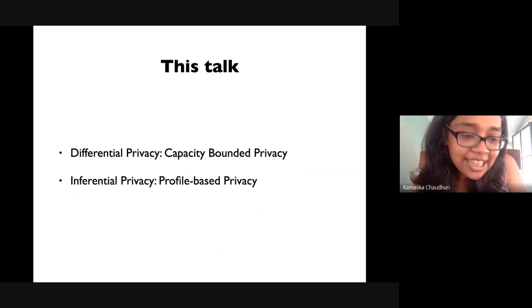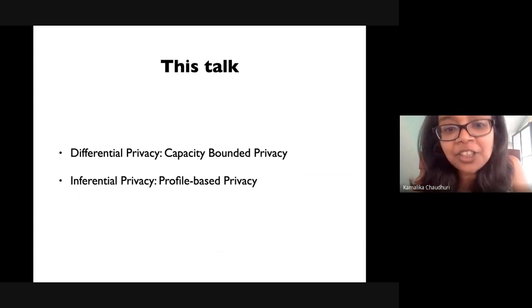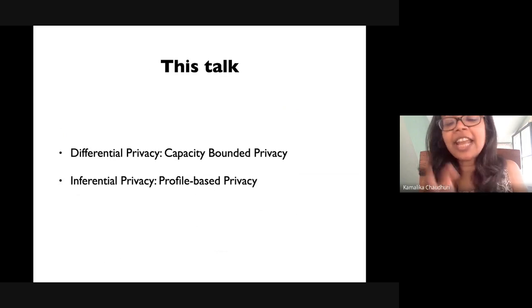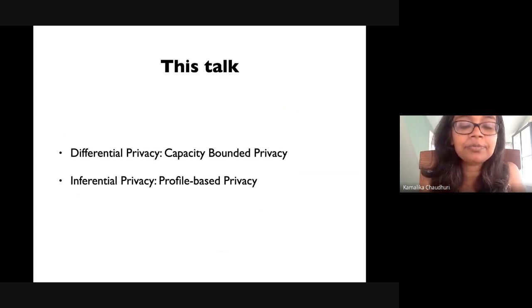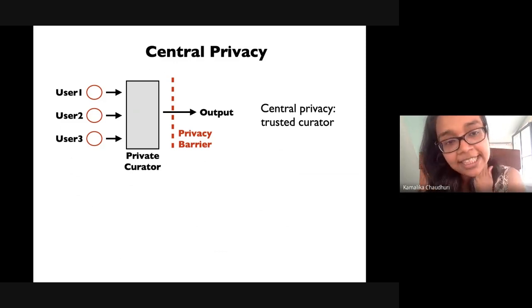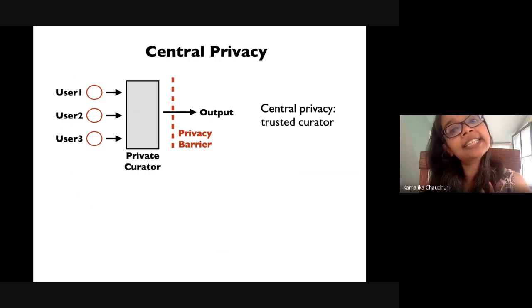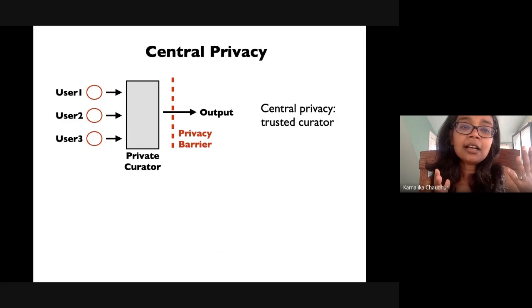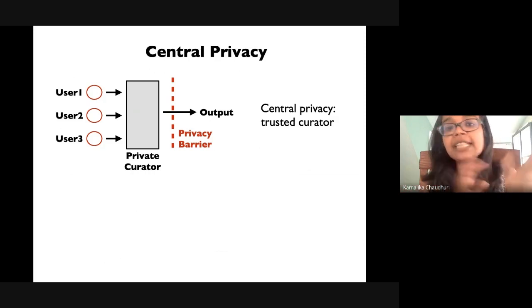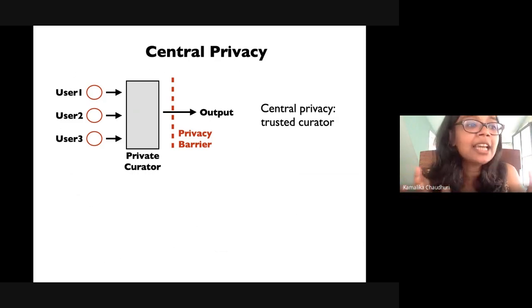Okay, so moving on, the next thing that I would like to talk about is, again, experiments with the definition. This is our next experiment with inferential privacy, called profile-based privacy. So far we have been talking about central privacy, and in central privacy, the idea is that you have a bunch of users who trust the private curator. The private curator goes and gets their data. They don't have to sanitize the data, but they can compute something on it. They sanitize the result of the computation, and then they release it over the privacy barrier, right?